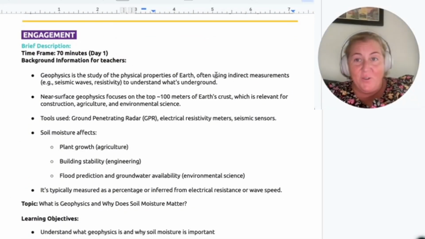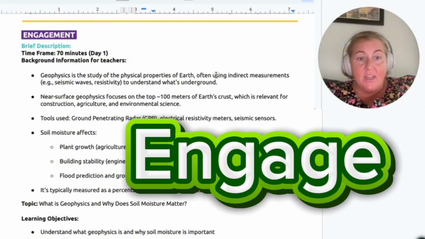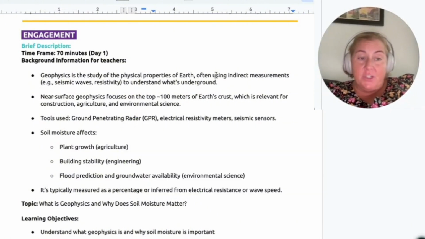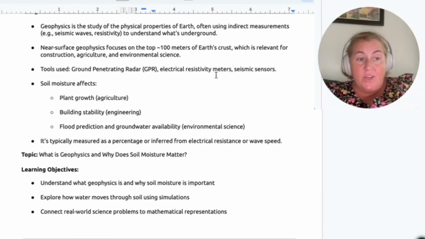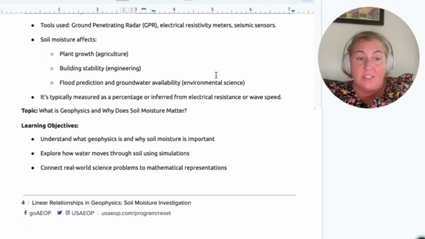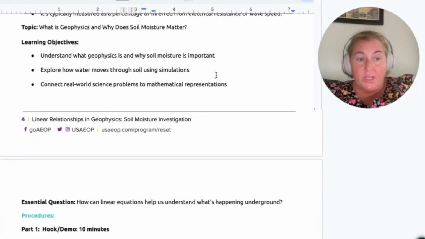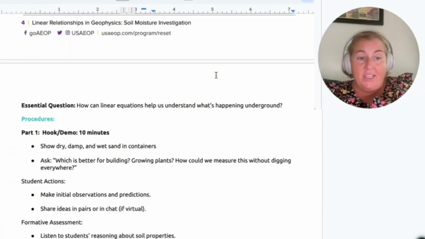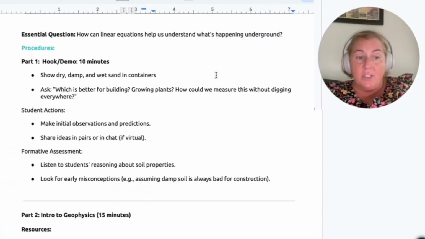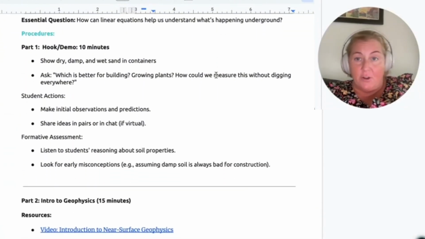All right, next I'd like to go over the engagement section of our lesson. This lesson introduces students to geophysics by exploring how we measure soil moisture without digging. We start with a hands-on demo using dry, damp, and wet sand to spark discussion. Then students watch short videos on near-surface geophysics and soil moisture. They take notes and explore interactive simulations showing how water moves through different soils. Finally, they will model the data using linear equations to understand how math helps us see underground.